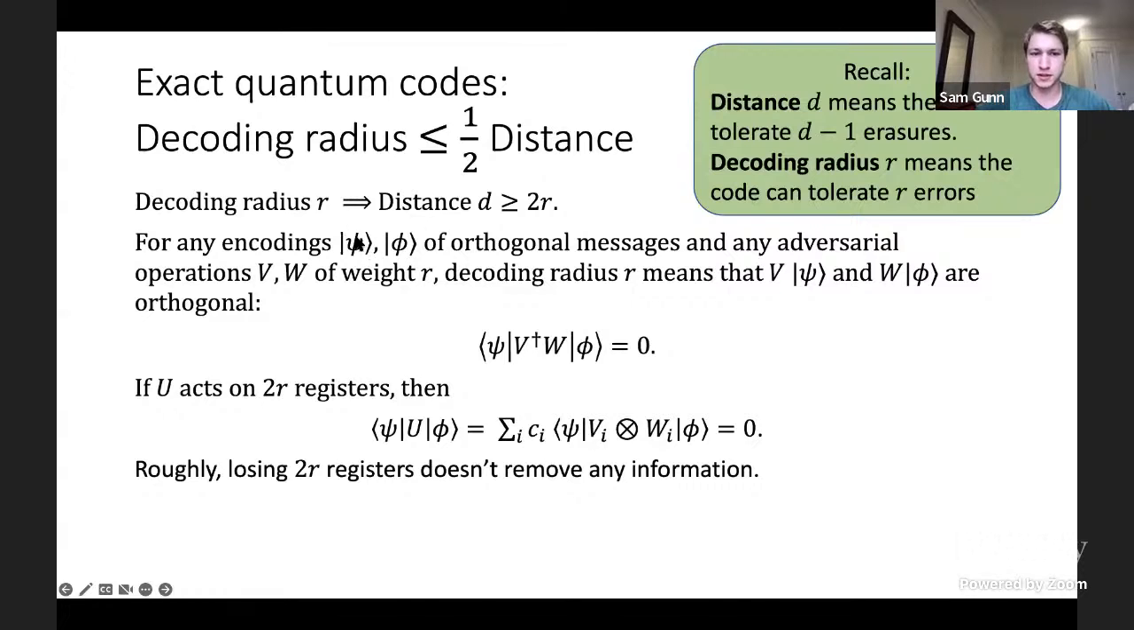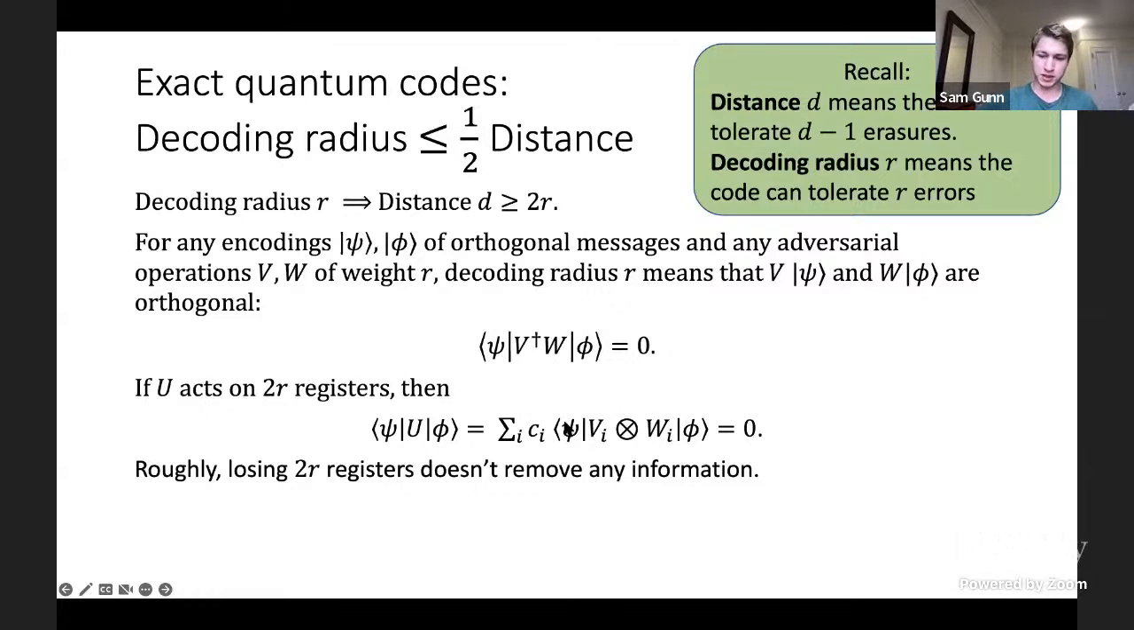If you start out with a state psi, and the adversary applies some operation v of weight r to psi, and then some other operation w to phi, then the resulting states should still be orthogonal. Now if you take some unitary acting on 2r registers, you can decompose it into a sum of exponentially many tensor products of two operations acting on r registers each. By the equation up here, this has to be 0. Roughly, this means that losing 2r registers doesn't remove any information about your message.